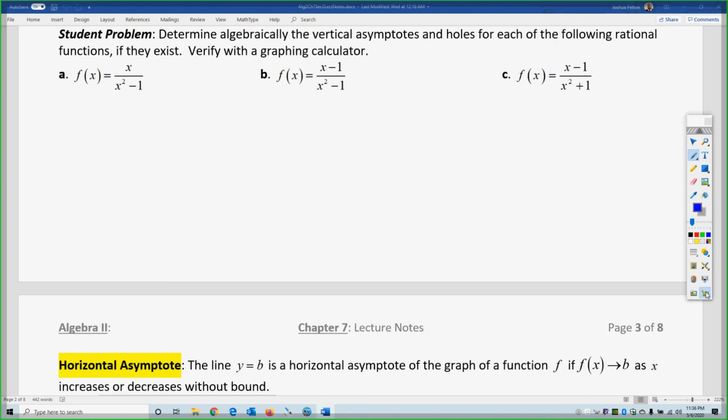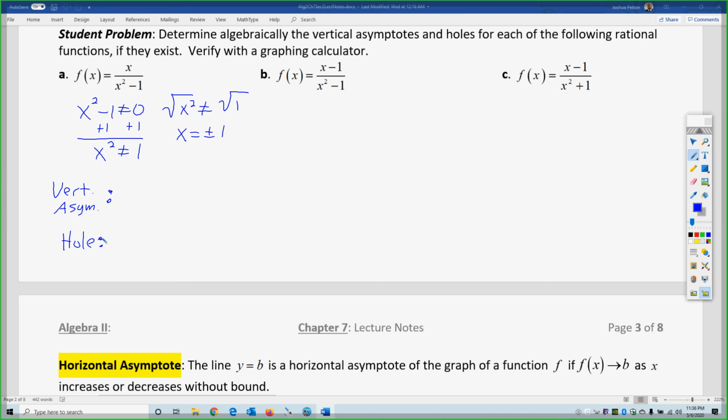Okay, first problem, the numerator and denominator have no common factors. x squared minus 1 cannot be 0. So if I add 1, x squared cannot equal 1. So if I square root that, I get x cannot equal plus or minus 1. So as far as vertical asymptotes and holes, there was no common factor restriction, so there were no holes. But x equals 1 and x equals negative 1 are vertical asymptotes.